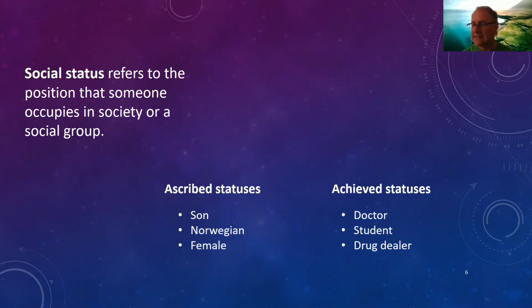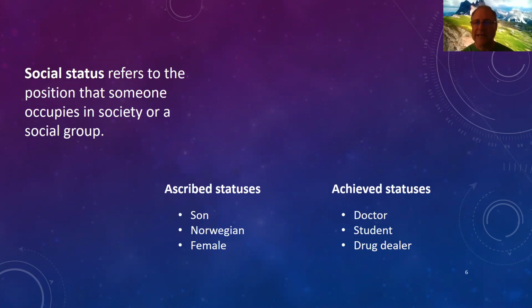Achieved statuses refer to a social position a person takes on voluntarily that reflects personal ability and effort. Examples include doctor, student, and even drug dealer.